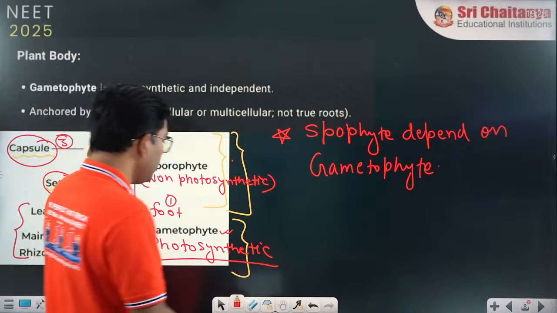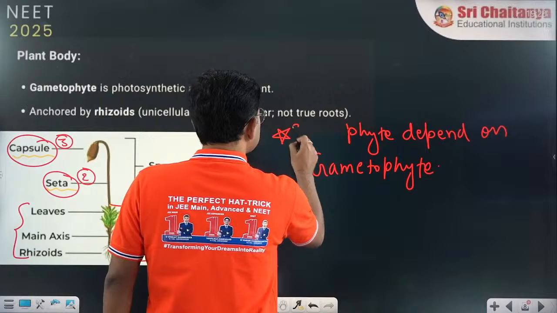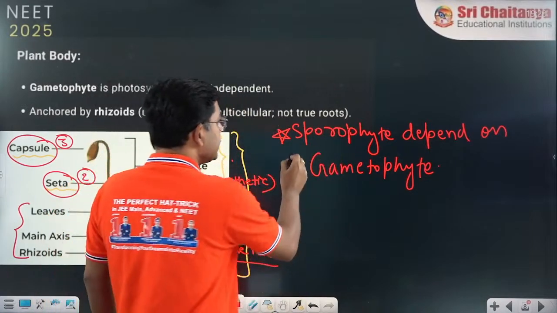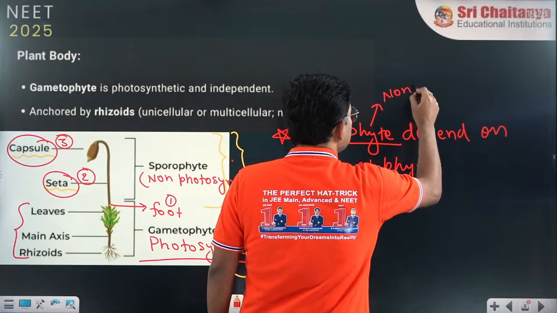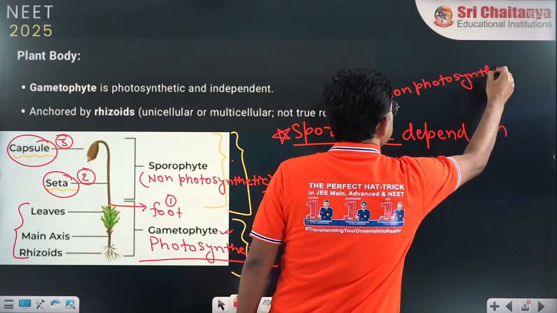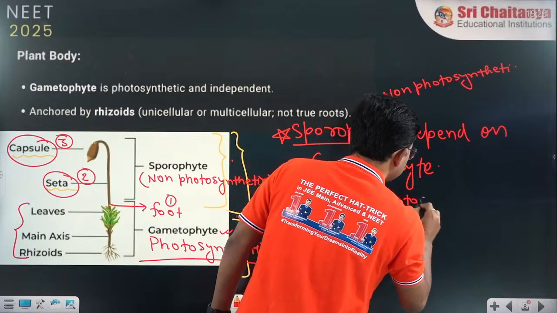Why is it so? Because the sporophyte is non-photosynthetic and the gametophyte is photosynthetic.